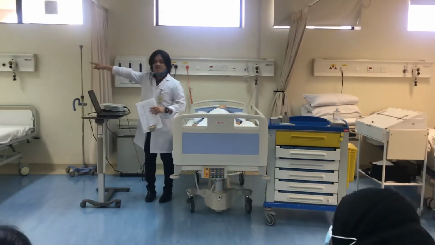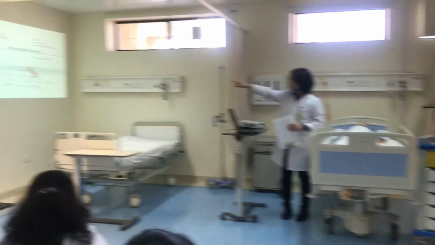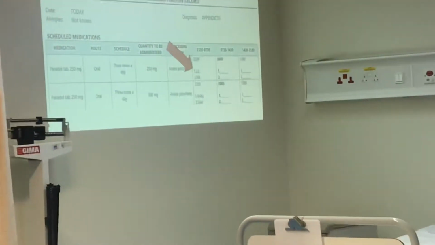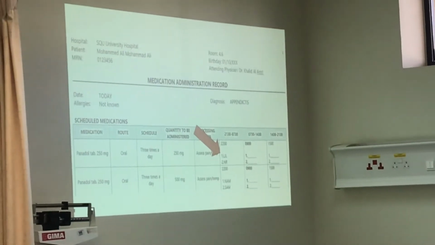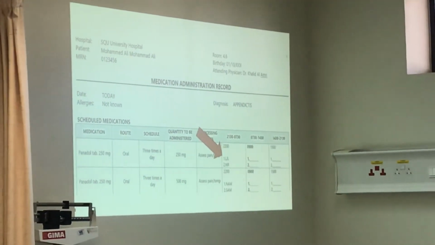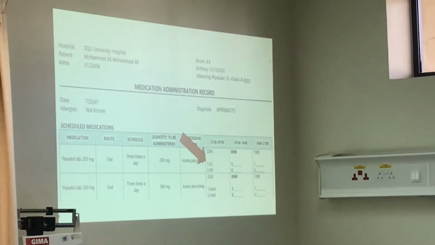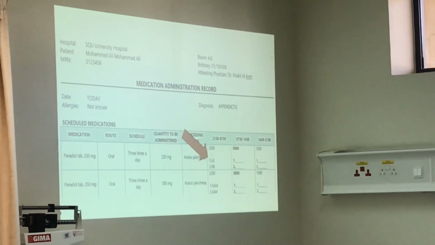So it's there. Okay, the first column is the medication, and then the route is there, and then the schedule or the frequency, 3 times a day. Even the quantity to administer is already there. In some instances, students need not compute anymore, but of course, we need to emphasize that.